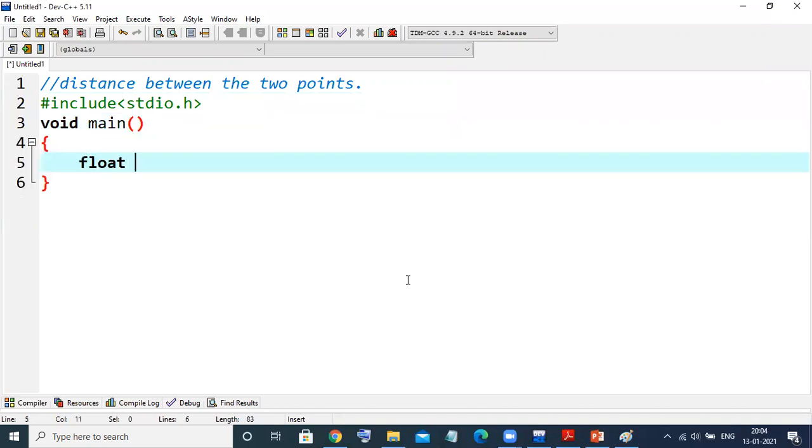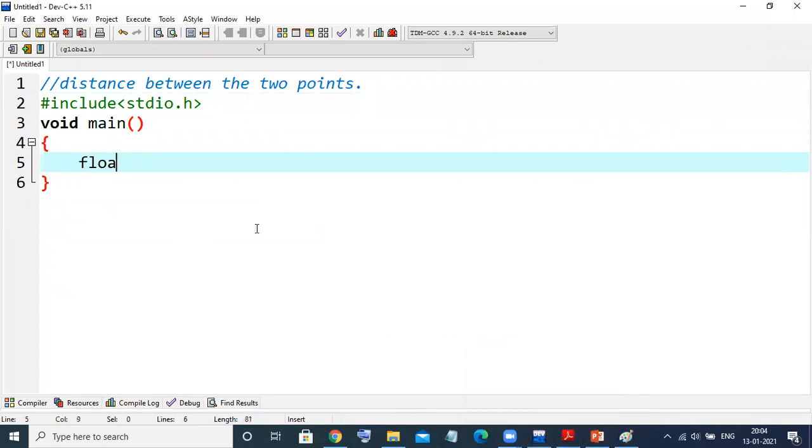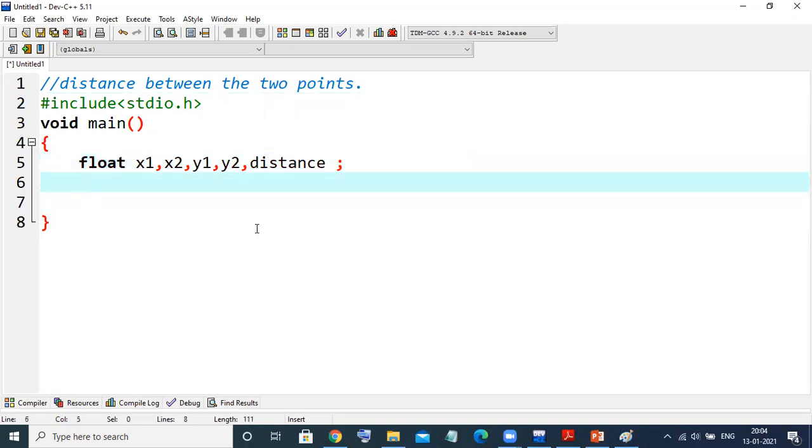Now we need to find out whether to take integer values or float values. These are the coordinates, so there might be floating values like 1.2, 2.3. So it is better to take floating values. How many values are we going to take here? x1, x2, y1, y2, and one variable which holds the distance. Okay, so we are writing here to print.